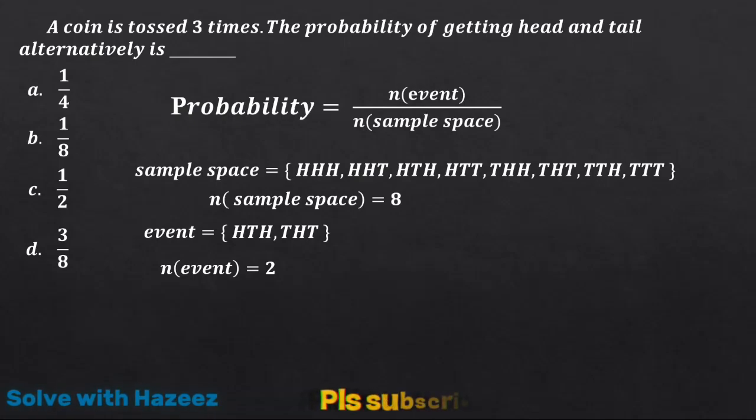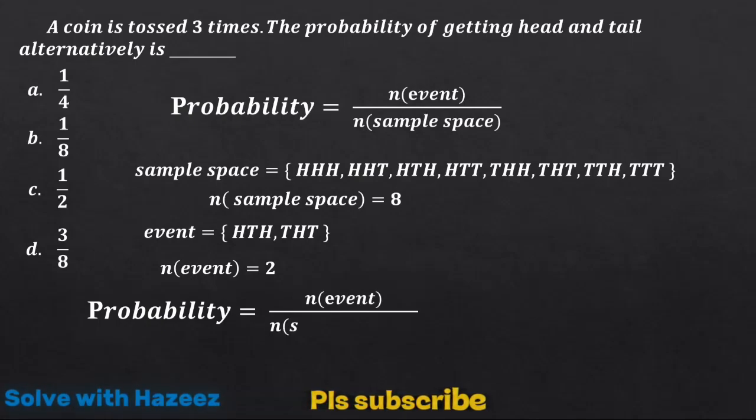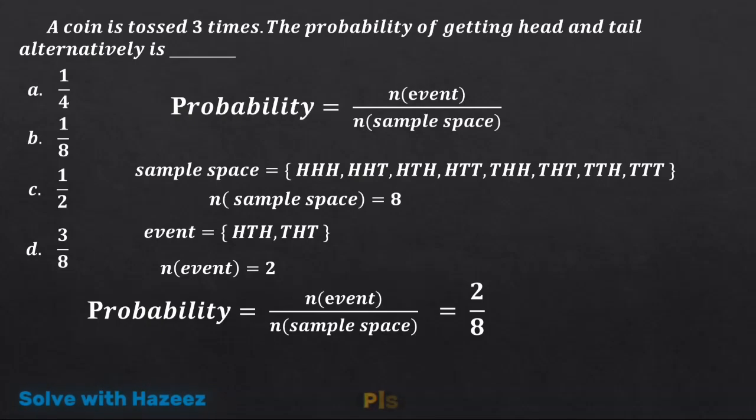So after getting the number of sample space and the number of events, we just substitute them back into the formula, which is the number of events all over the number of sample space. So that is going to be 2/8, and we can reduce this to the lowest terms, which is 1/4, and 1/4 is going to be the final answer.